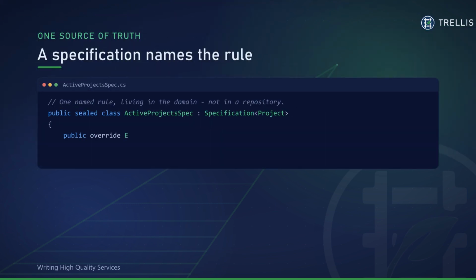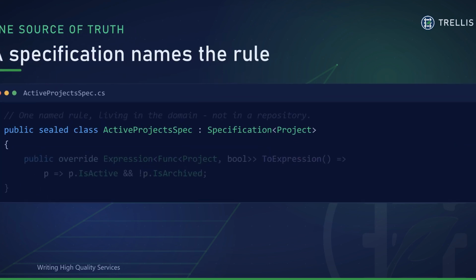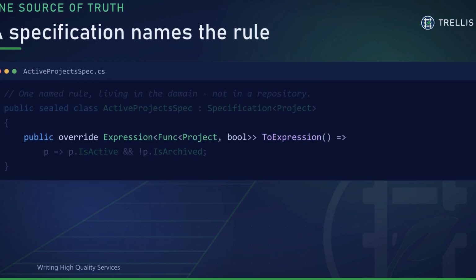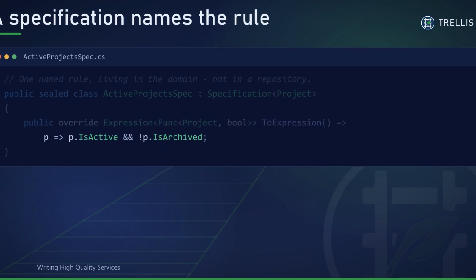So lift it out. A specification is a class that derives from Specification of Project and overrides one method, ToExpression. It returns the rule as an expression, the exact same predicate, but now it has a name, and it lives in the domain where it belongs. Active project spec is the single source of truth for what active means.